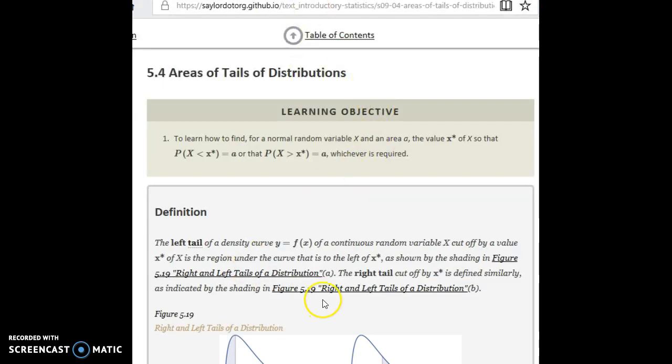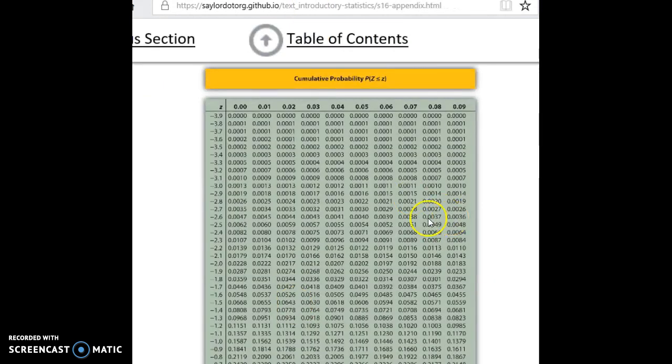And I seem to have lost my table. Okay, so here we go. If we look through the body here, 0.125, the closest value is right there, 0.1251. So that corresponds to negative 1.15. All right, so our Z star is negative 1.15.